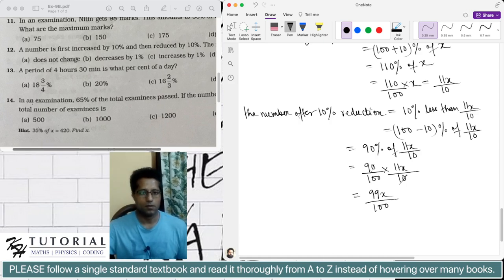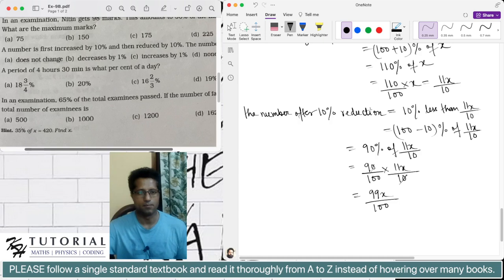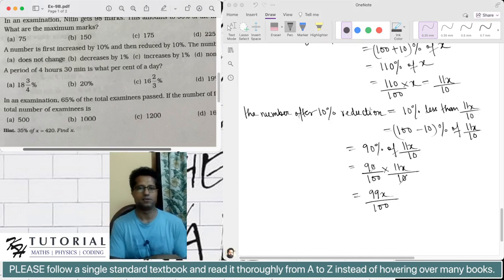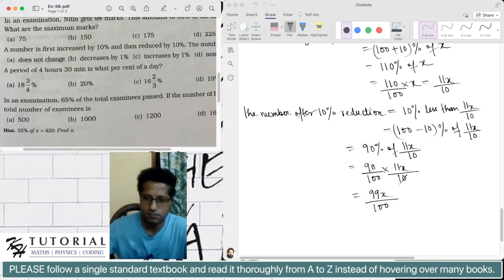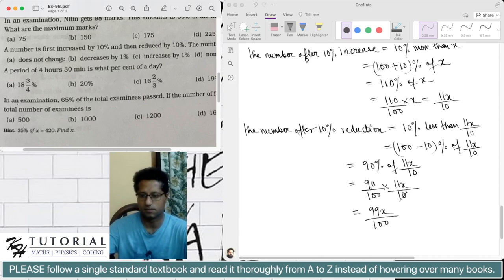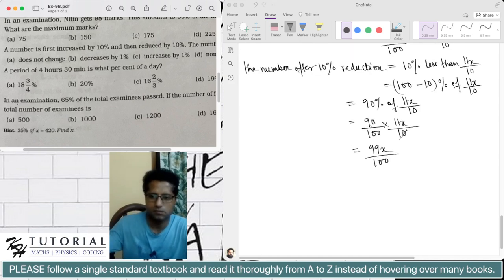We have to find the change in the number. That is, we have to select the choice appropriately, whether the number did not change, or it decreased by 1%, or increases by 1%, and so on. Now choices B and C, increase by 1% and decrease by 1%, are based on the original number, that is number x. So now we have to see whether 99x by 100 is more or less than the original number x. Definitely it is less.